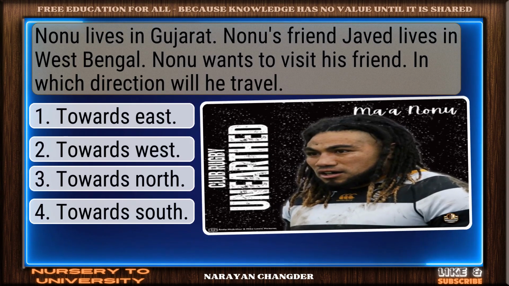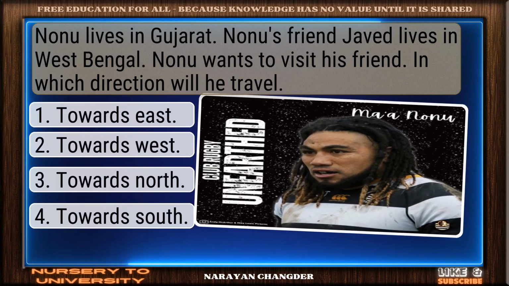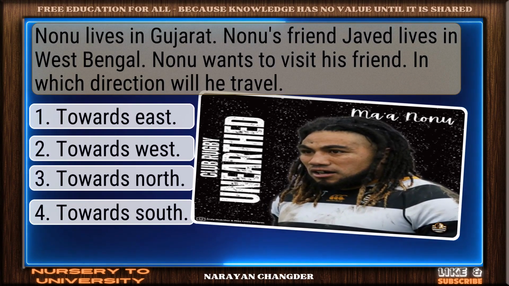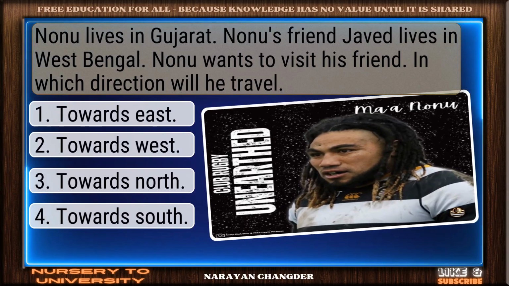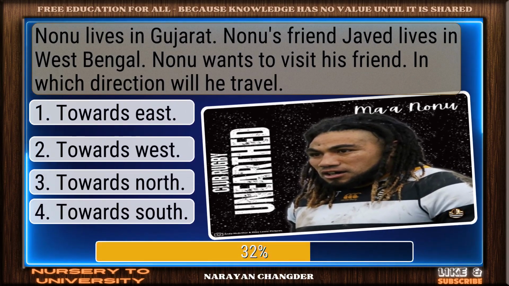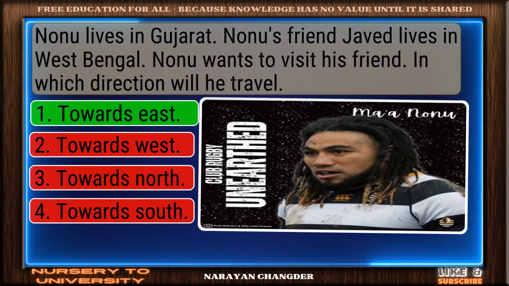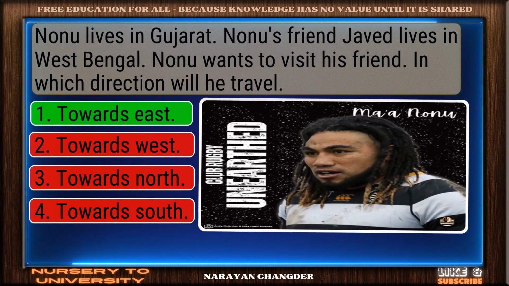Nonu lives in Gujarat. Nonu's friend Javed lives in West Bengal. Nonu wants to visit his friend. In which direction will he travel? Good job. Your answer, east, works well here.